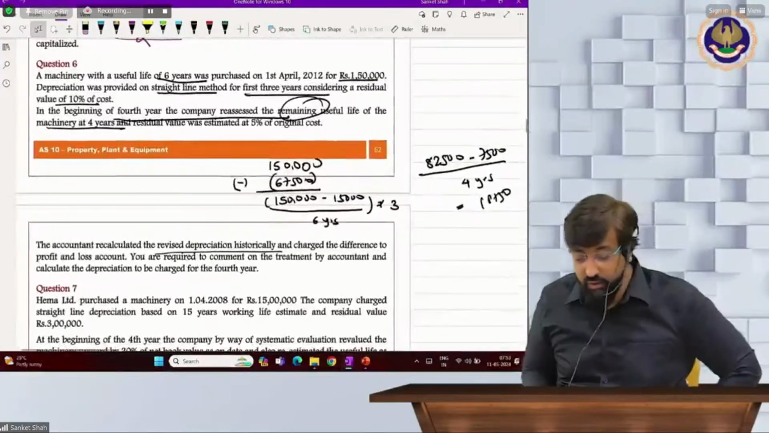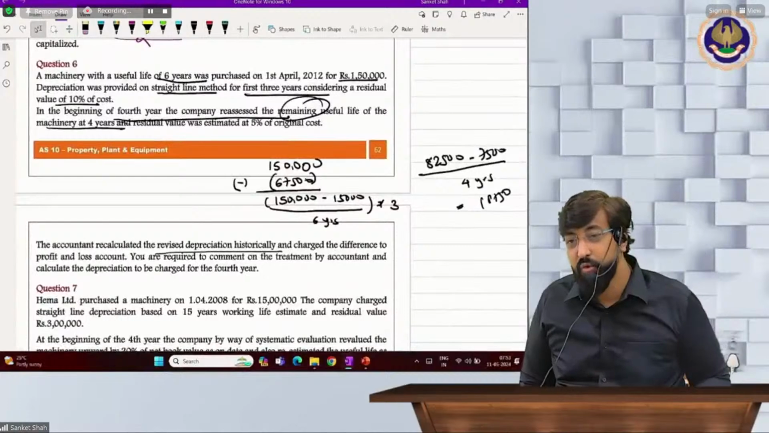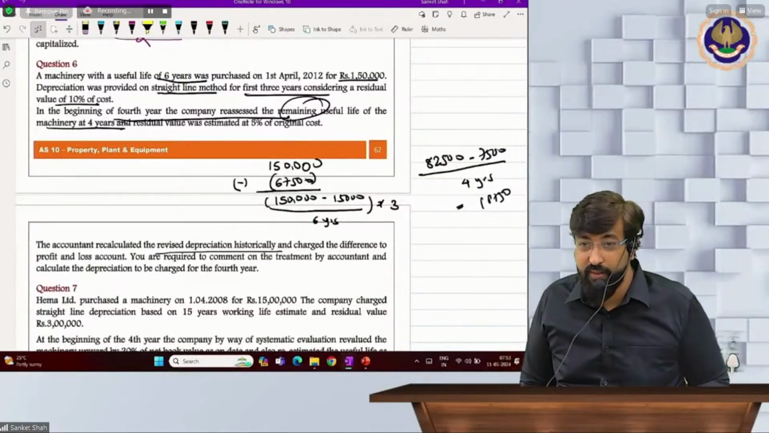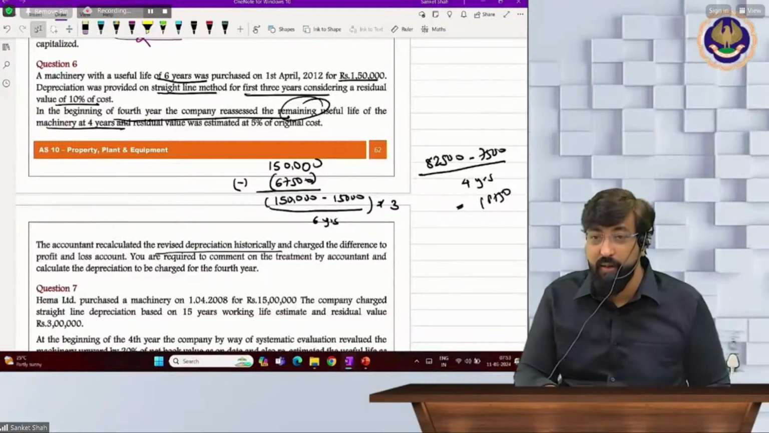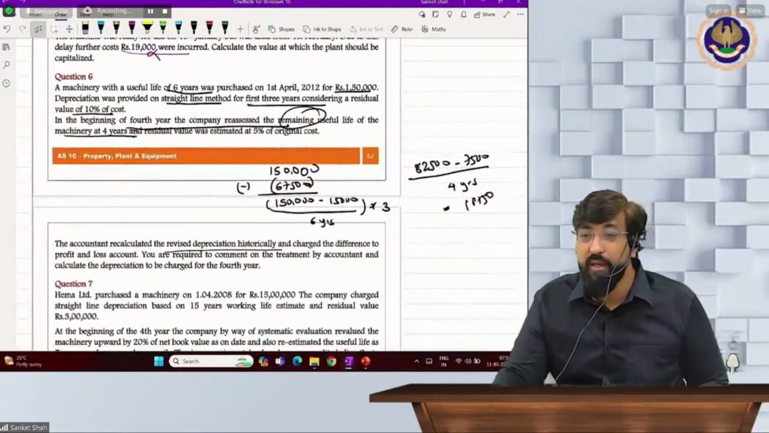Revised depreciation historically is wrong. He has to apply prospective effects. Yes, beta, Anup, you are correct. So the correct answer is 18,750. Everyone got the answer now? Say yes or no. Who is getting the wrong answer?